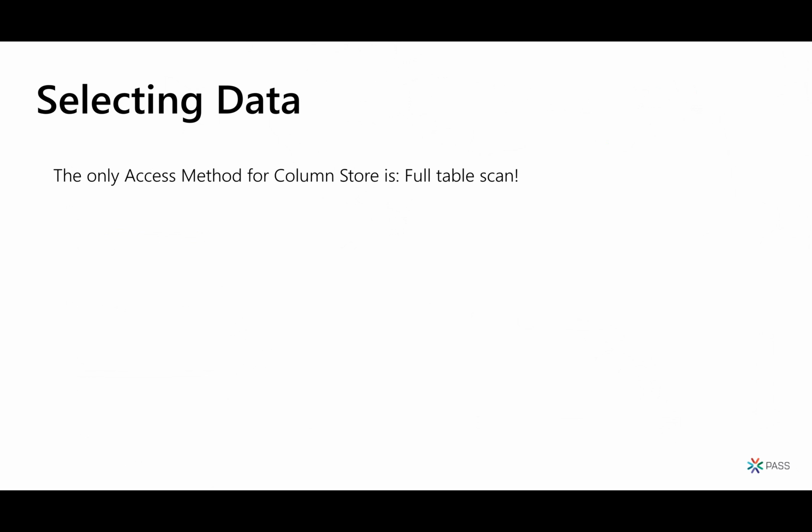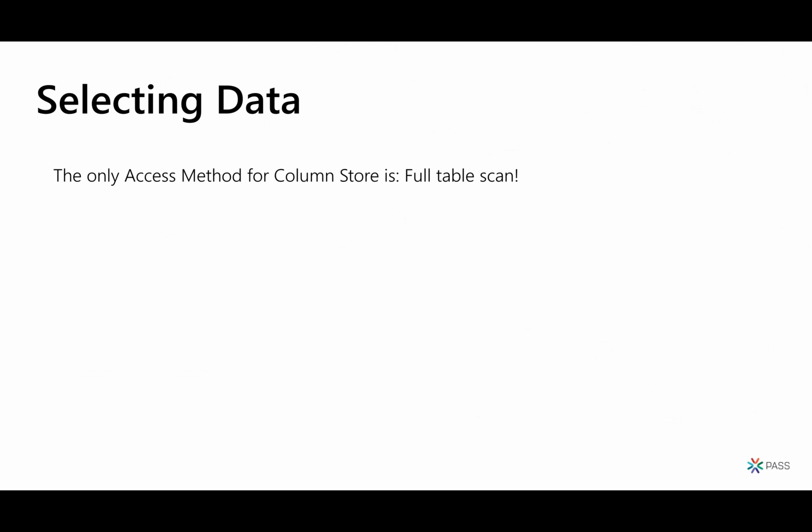Column store only has one access method. Regular tables have many access methods: row lookup, scans, range scans, full scans, bookmark lookups, all kinds of awesome things you can have.